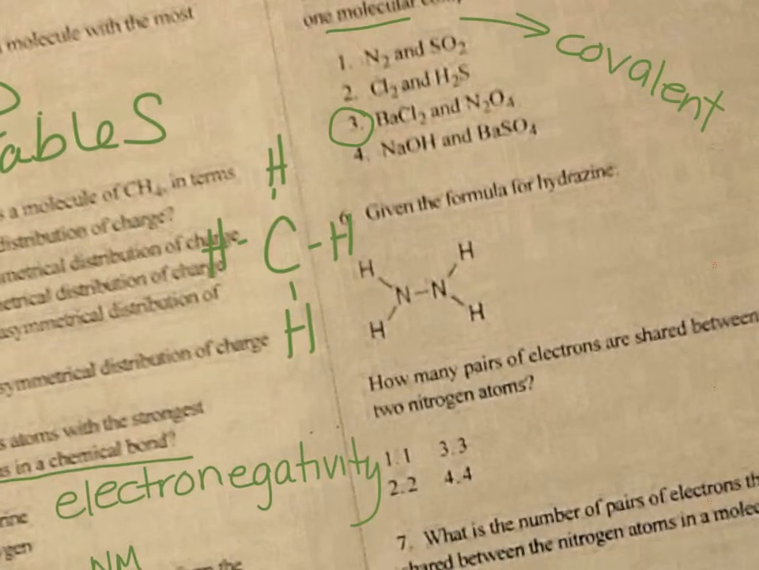Given the formula for hydrazine, how many pairs of electrons are shared between the nitrogen atoms? They're talking about that right there. 1 line equals 2 electrons, so that is 1 pair. If I had a double bond, then it would be 2 pair, a triple bond, 3 pair.